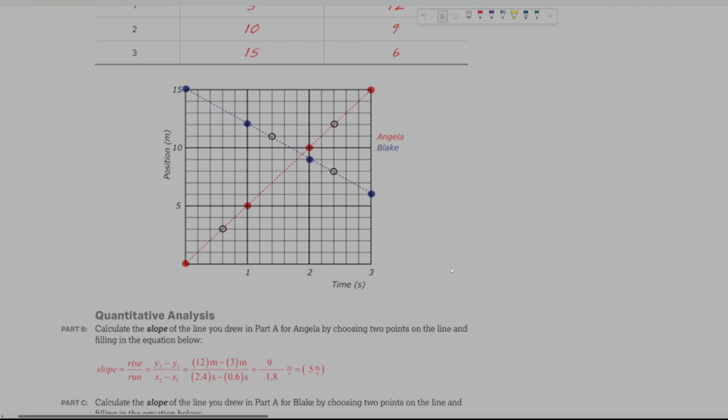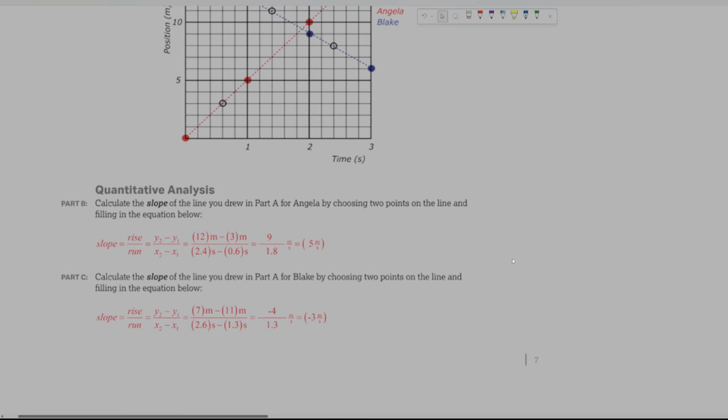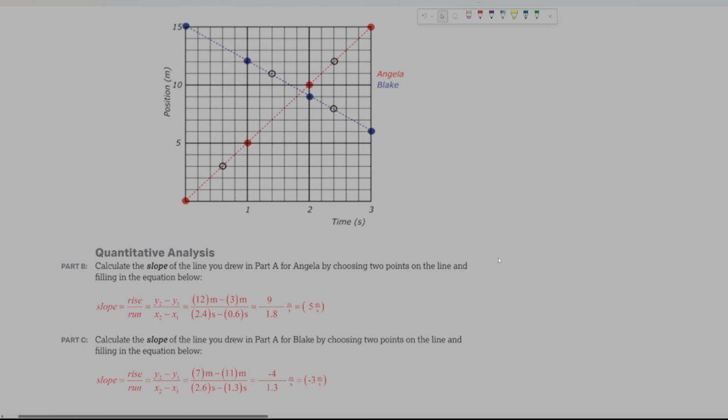Now, part B: calculate the slope of the line you drew in part A for Angela by choosing 2 points on the line and filling in the equation below.